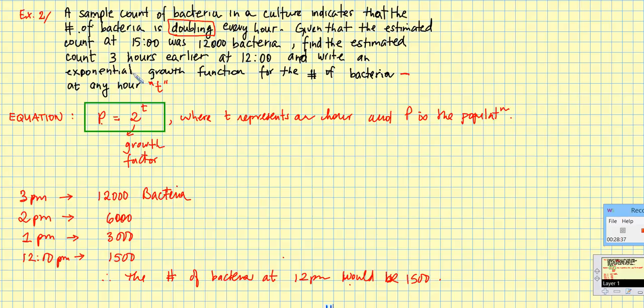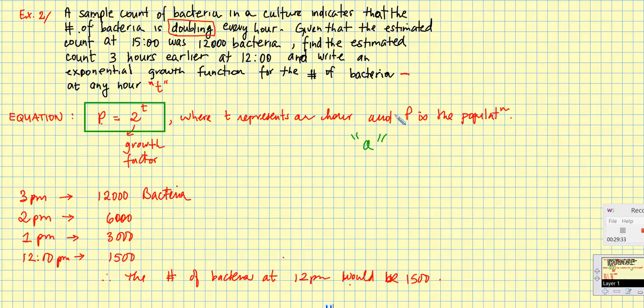Okay, so because it's doubling at every hour, then the population of the bacteria will equal 2 to the power of t. Remember that the value of a is your growth factor. It's determining whether something is growing or whether something is decaying. So P equals 2 to the power of t, where t represents the hour and P is the population. So all we have to do now is just go back, okay?